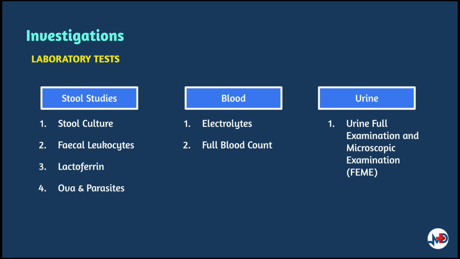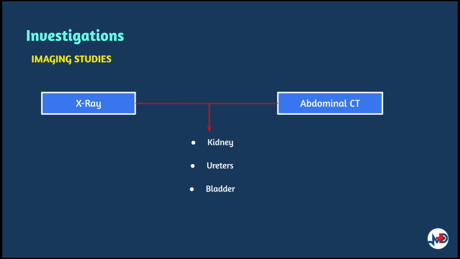Last but not least, a urine FEME can be done, and this is also looking at presence of ketones in severe dehydration. Radiological studies are not always required in most cases. Kidneys, ureters, and bladder x-rays can be obtained to assess for acute intra-abdominal pathology or look for evidence of perforation in severe cases. An abdominal CT scan is more useful to assess the intra-abdominal pathology in severe cases.